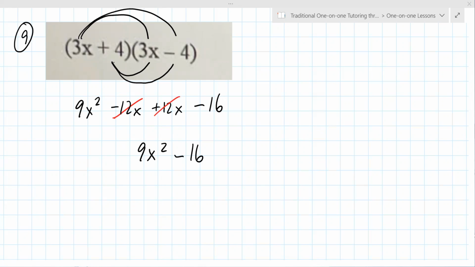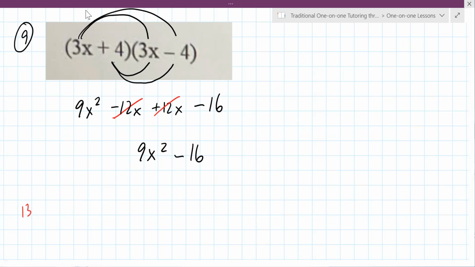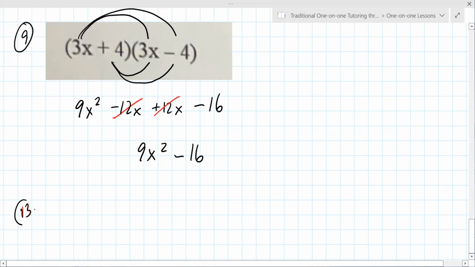That's the only one like that. Let me see, actually, let's just check here. Yeah. All right, so let's go to 13. 13 is a little bit different than any of the other ones we've been seeing, because it's now got an x squared in there.